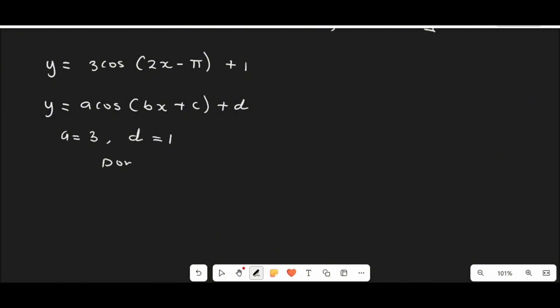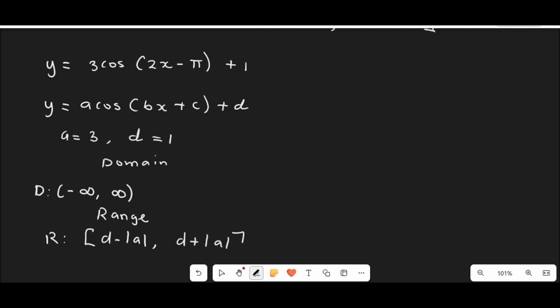The domain: the cosine function is defined for all real numbers. So our domain is negative infinity, infinity. Our range is [d minus absolute A, d plus absolute A].